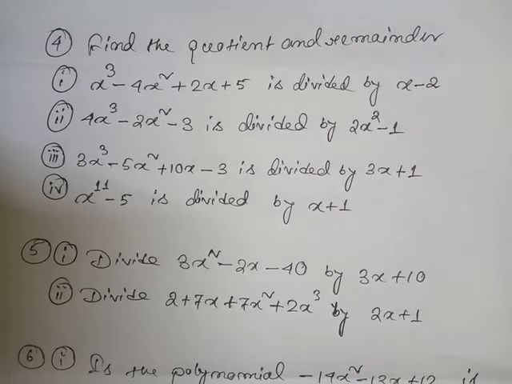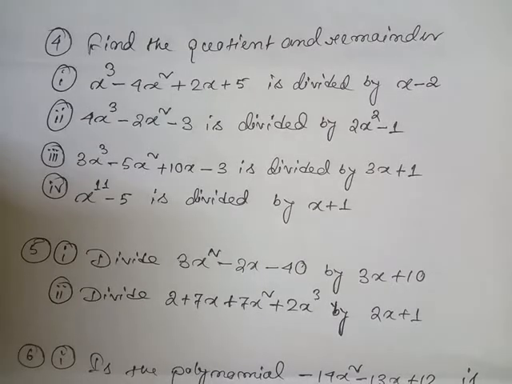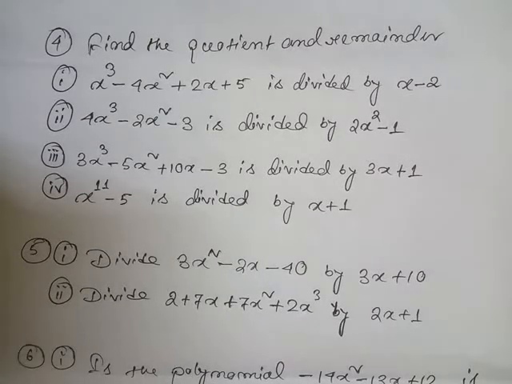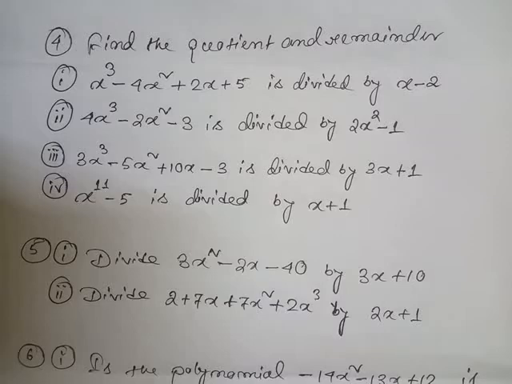Now student, we are going to solve exercise 2.3, question number 4. Find the quotient and remainder. We are going to solve the first question, 4 Roman 1: x cube minus 4x square plus 2x plus 5 is divided by x minus 2. Now let's have a look how to solve this one.